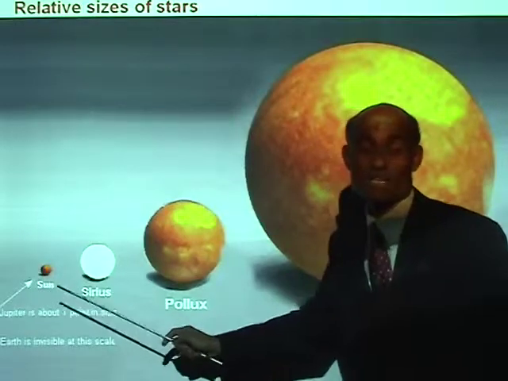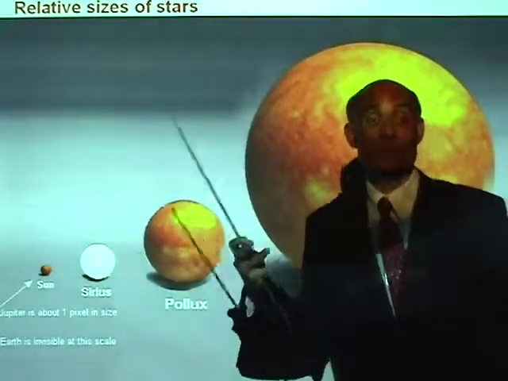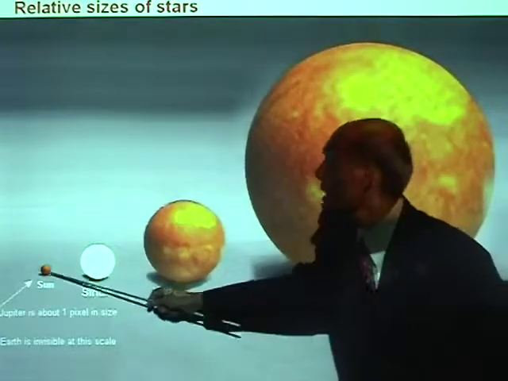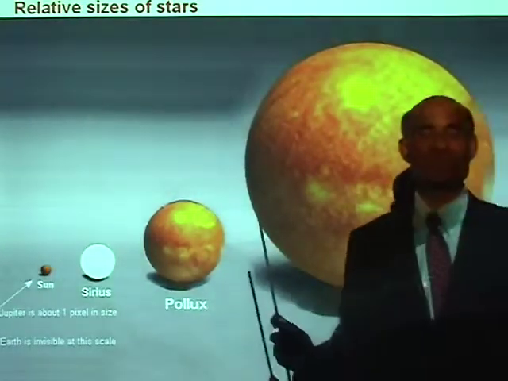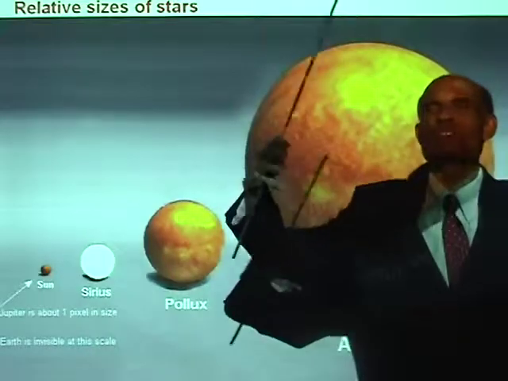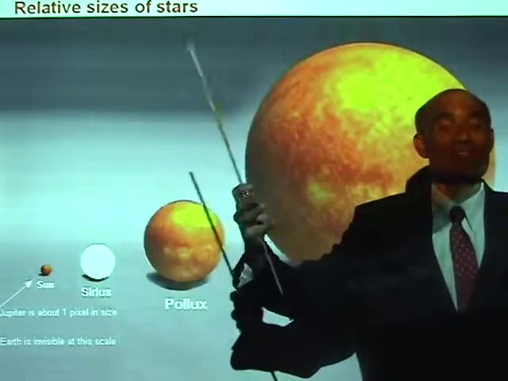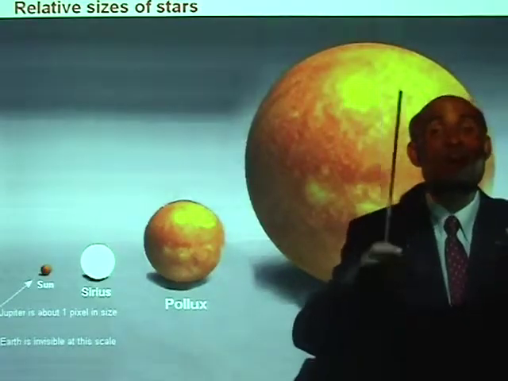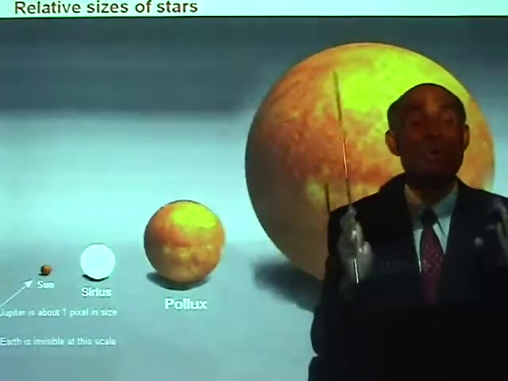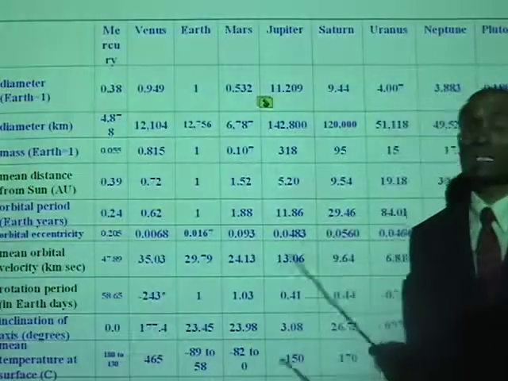You see, our Sun is now so small, millions of these can actually fit into this star. So I want you to appreciate the relative sizes of stars, the relative sizes of planets, and most of all, that the universe as a whole is actually empty space.